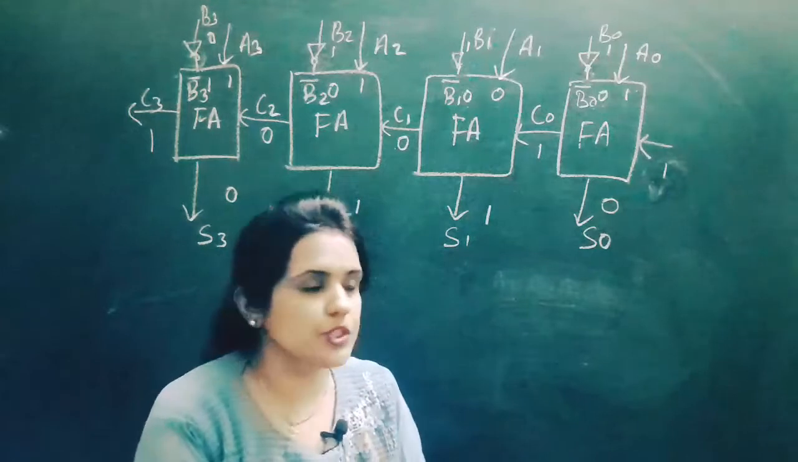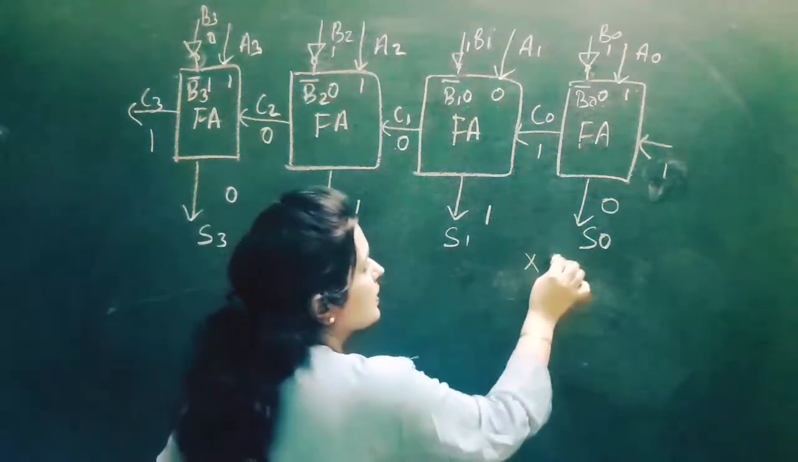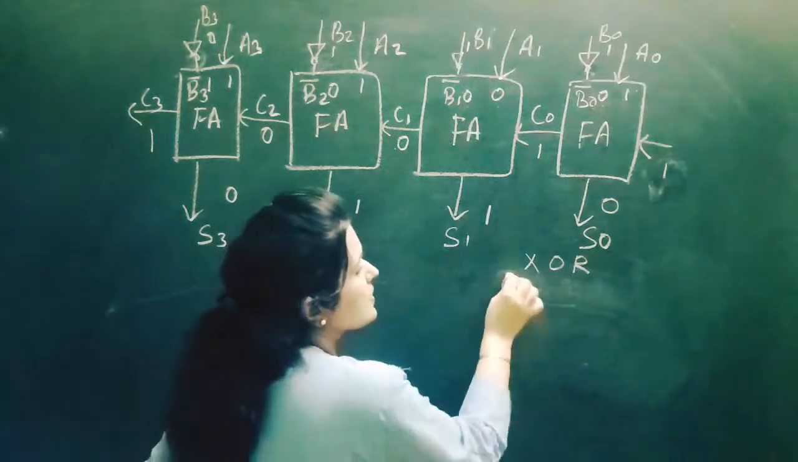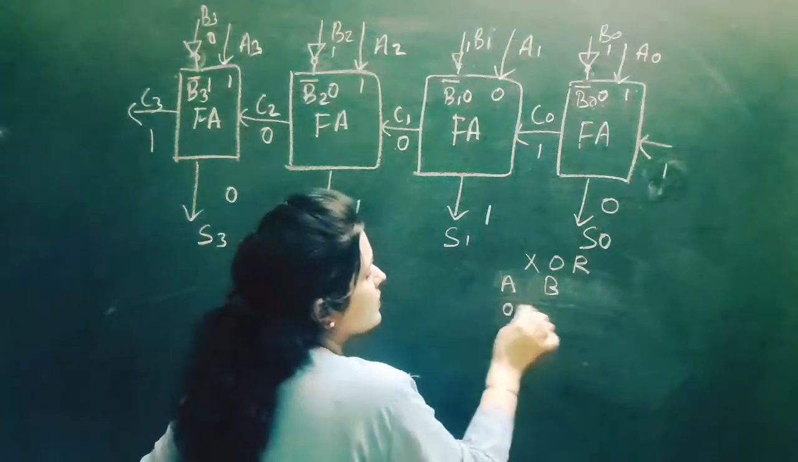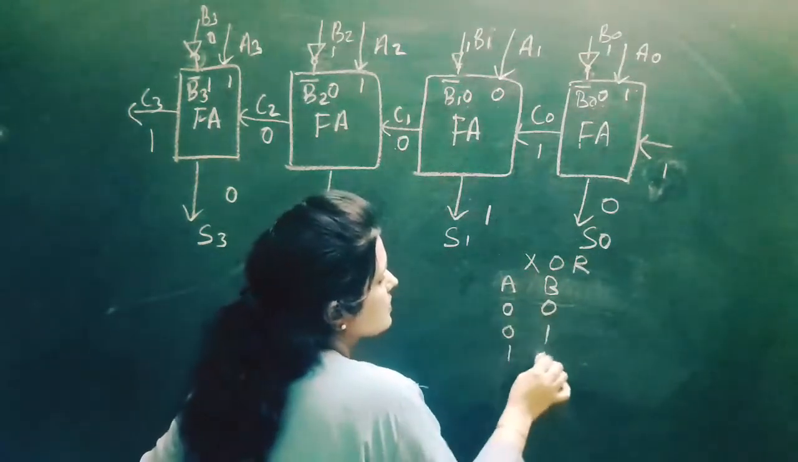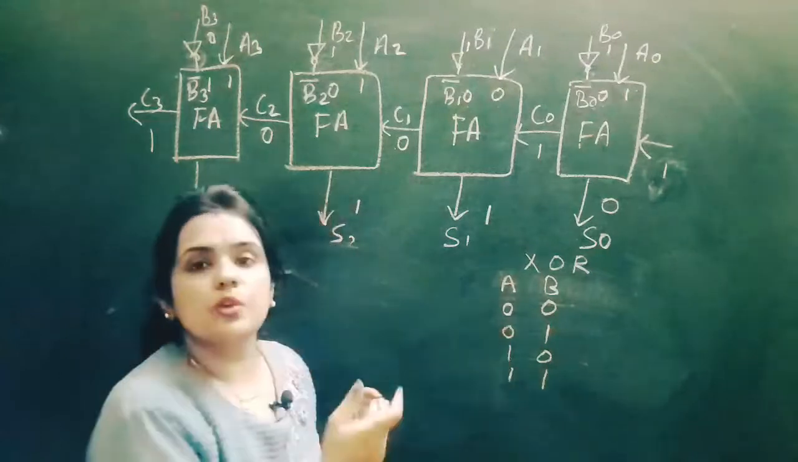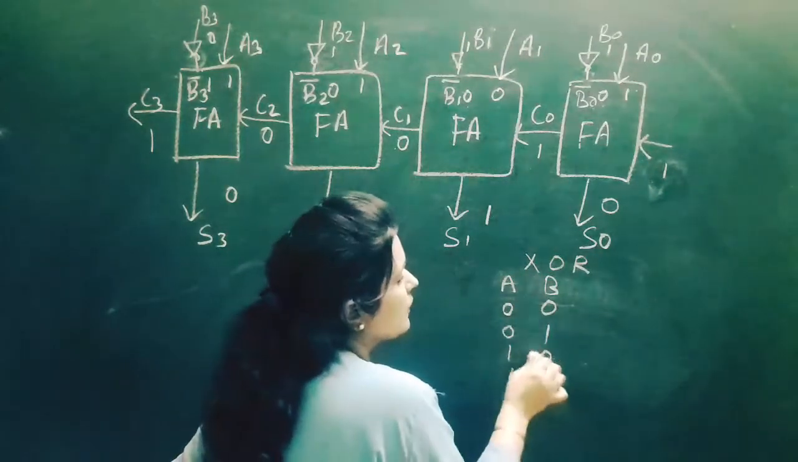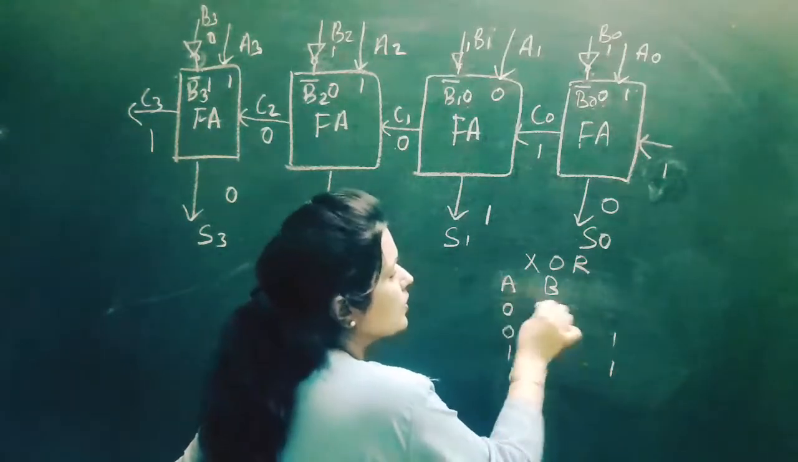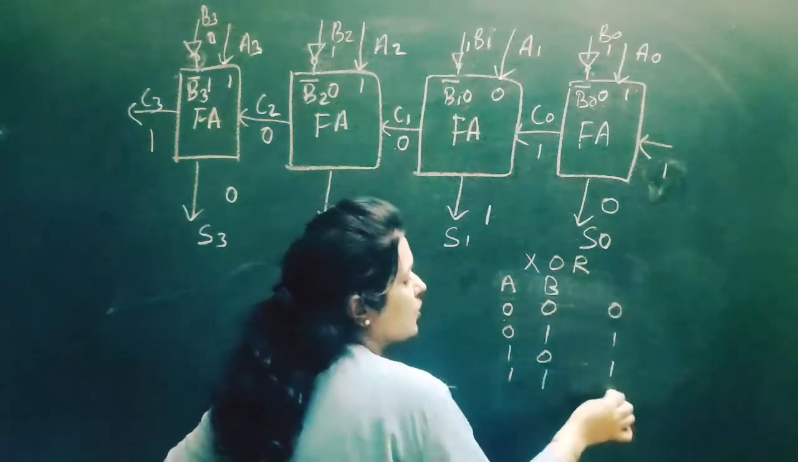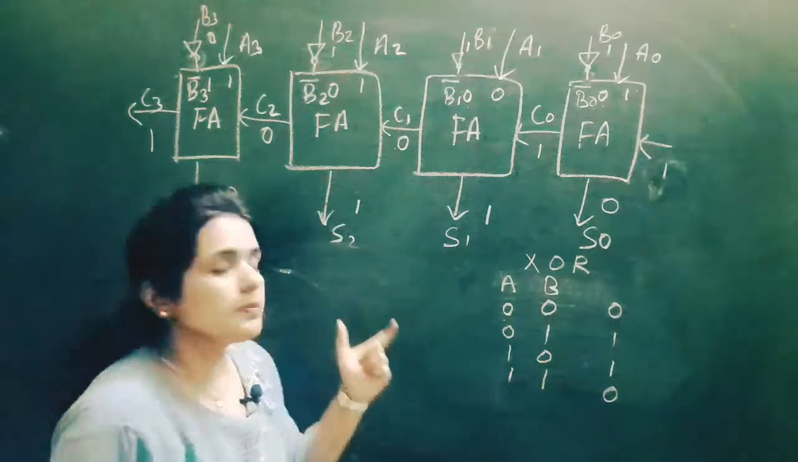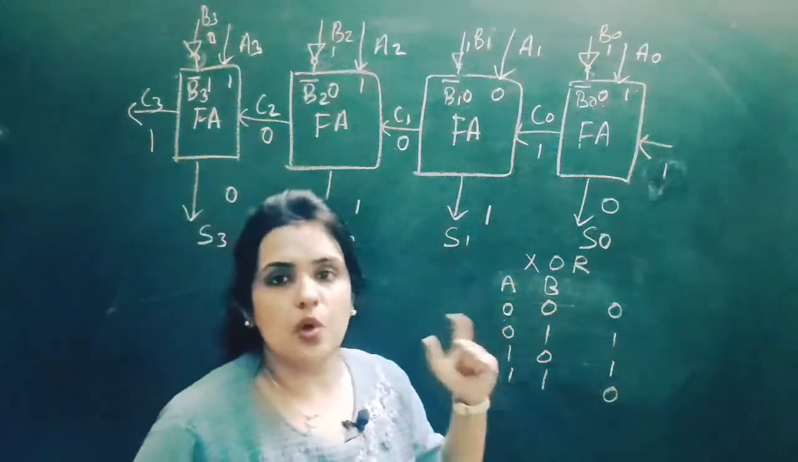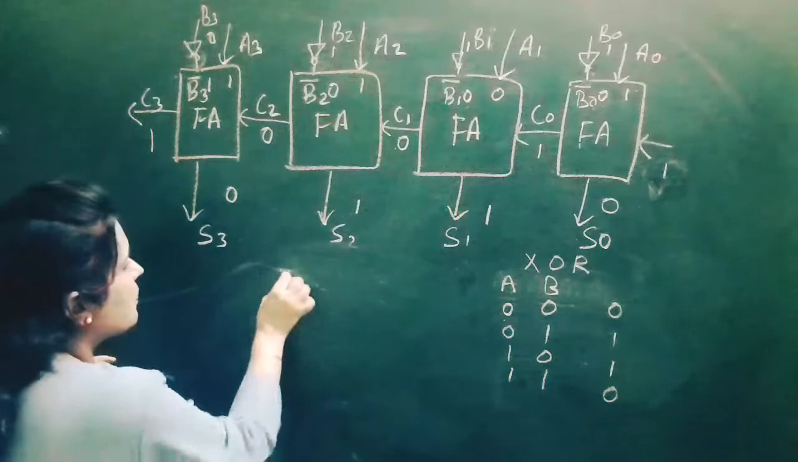XOR operation. What is the truth table of XOR operation? If there are two inputs A and B, and if 0 0, 0 1, 1 0, 1 1 are the possible input combinations, what will be the output? We know that when both the inputs are different, we get a 1, and when both the inputs are same, we get a 0. Now there is another rule for XOR operation. This one is important.